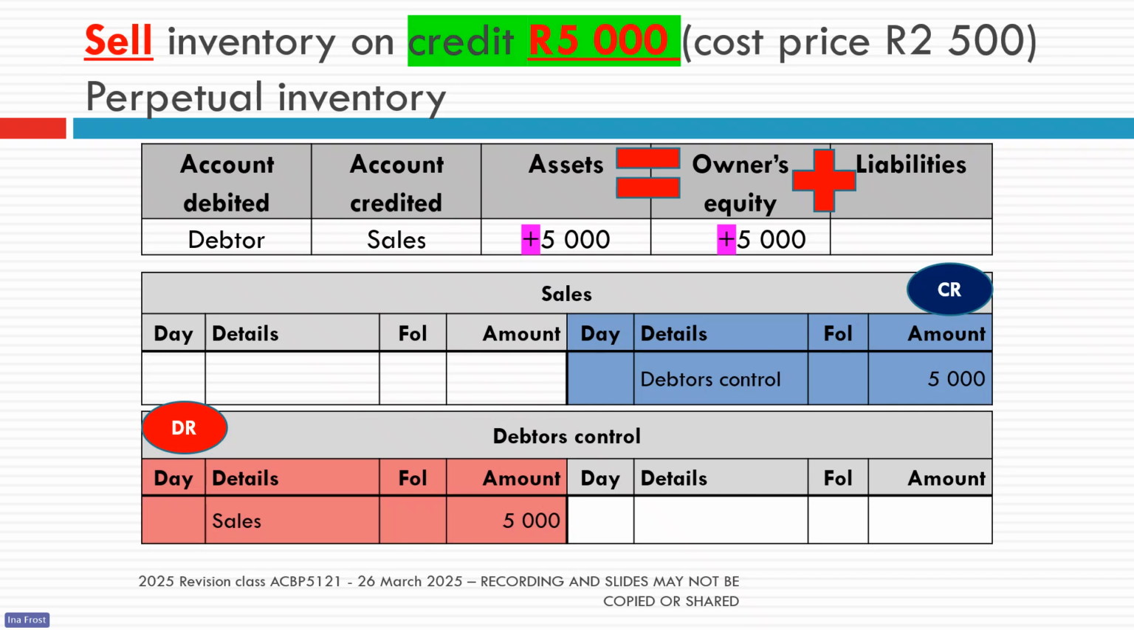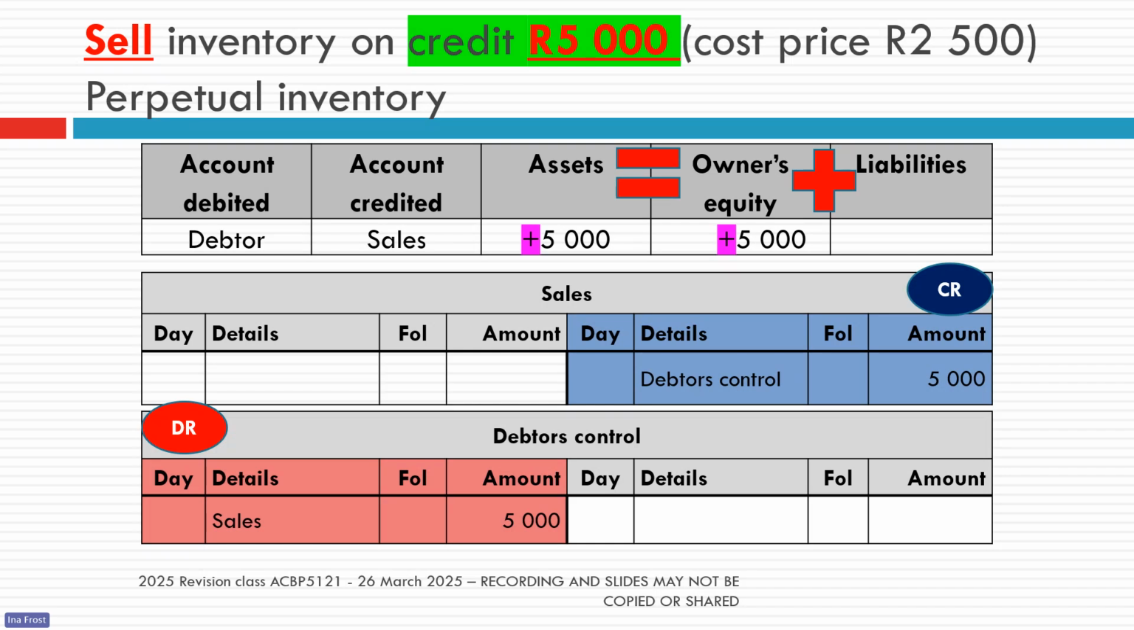Here again, it's important to note which inventory system is being used in the question. The way I'm going to show you the transactions now is specific to the perpetual inventory system. First, I'm recording the actual sale at the selling price. We're selling it for 5,000 rands. Our income is increasing, that happens on the credit side, and our asset debtors control is increasing, and that happens on the debit side.